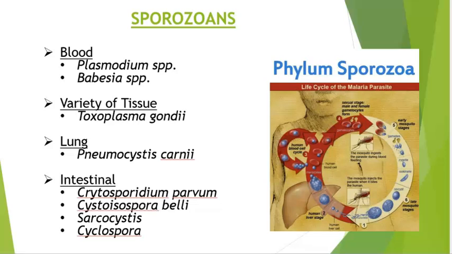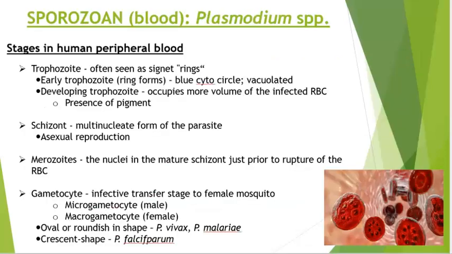For the tissue sporozoans, we're going to talk about Toxoplasma gondii. For the sporozoa that affect the lungs, we're going to talk about Pneumocystis carinii. For intestinal protozoans, we're going to talk about Cryptosporidium parvum and Cyclospora, Sarcocystis, and Cystoisospora. So let's start out with Plasmodium species.